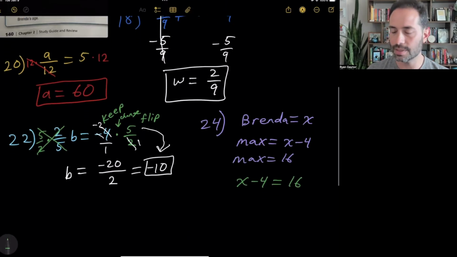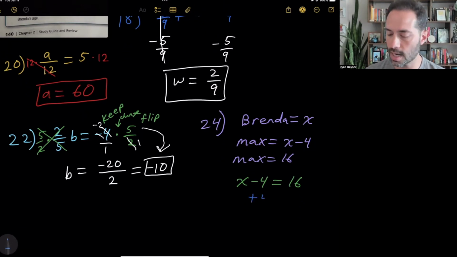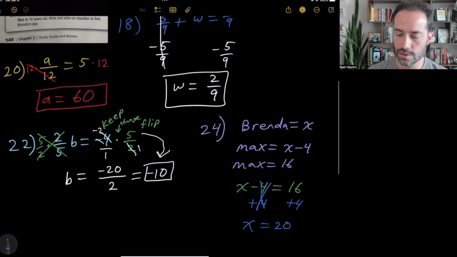All right, and now we just have the one-step equation again. So we do what's happening to the variable. There's a minus 4 next to it, right? It says X minus 4. So we add, right? We do the opposite on both sides. Cross that out because that's 0. X equals 20. They asked you for Brenda's age.